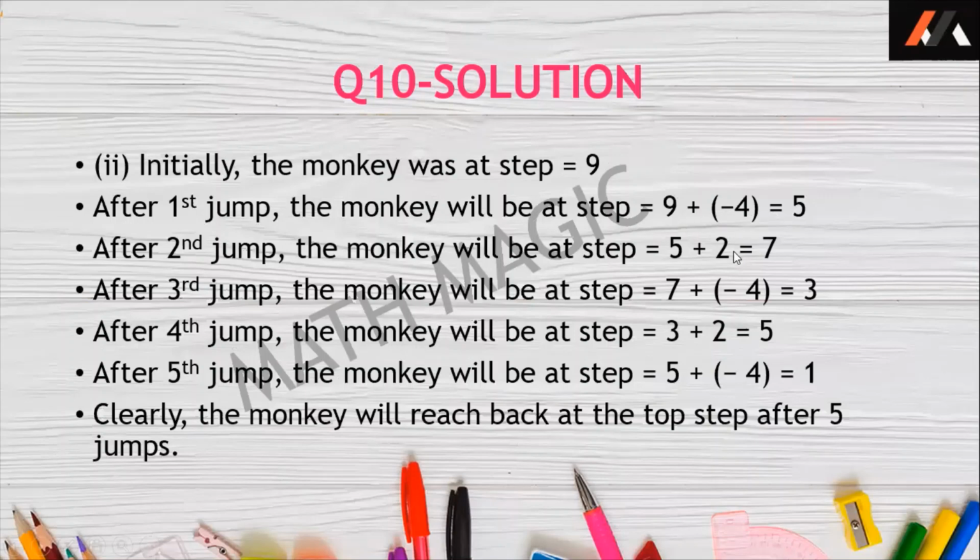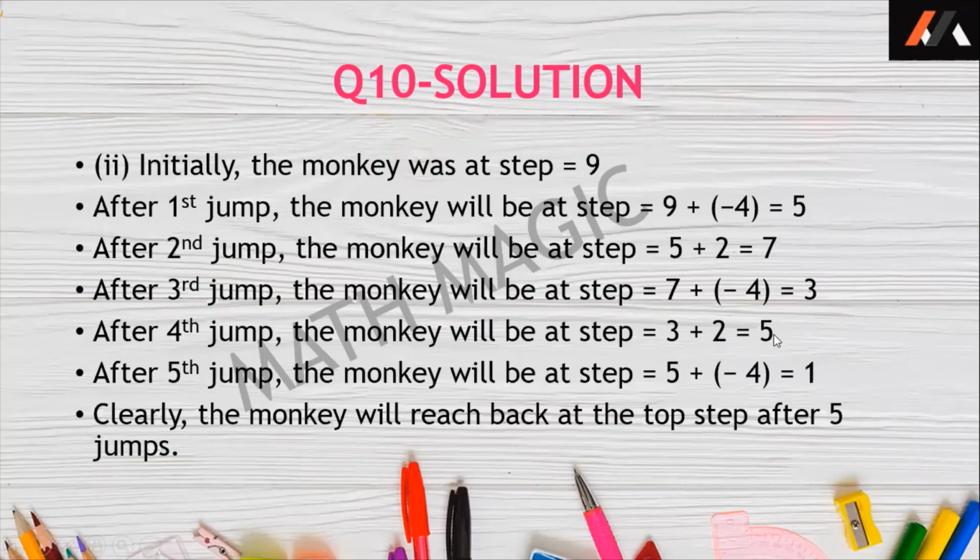So he will move 4 steps upwards, that is 9 plus minus 4, which is equal to 5, and 2 steps downwards. So minus 4 and plus 2 is repeated here. 9 plus minus 4, minus because he is moving upwards, which is equal to 5. Now the monkey is on the 5th step. Now he moves 2 steps downwards. That is 5 plus 2 equal to 7. Again 4 steps upwards. 7 plus minus 4, which is equal to 3. And 2 steps downwards. 3 plus 2, which is equal to 5.